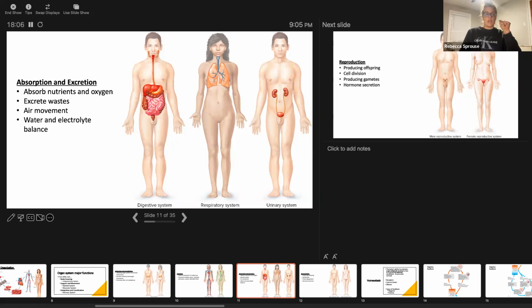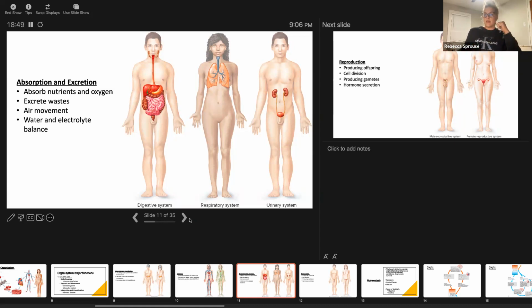The urinary system, it absorbs some things. I wouldn't necessarily call them nutrients, but it does absorb things that your body needs. It also excretes wastes that your blood doesn't need. And then most importantly, your urinary system plays a vital function in water and electrolyte balance. So maintaining fluid balance, a good example is your blood pressure, right? So if your blood pressure is too low, you might be dehydrated, right? And so your kidneys aren't going to excrete as much water. You're going to hang on to that water because your body needs it. And therefore you're going to urinate less. So that's a good example.